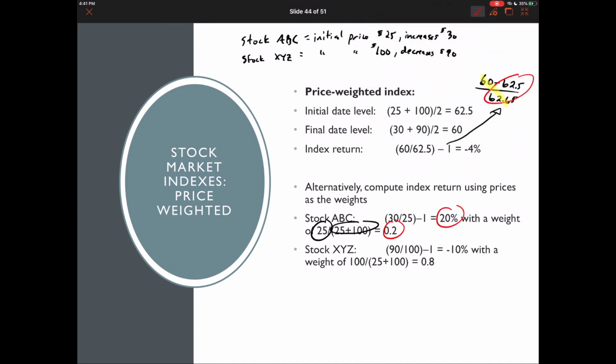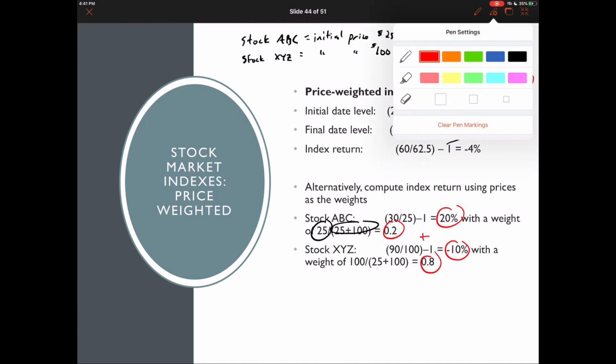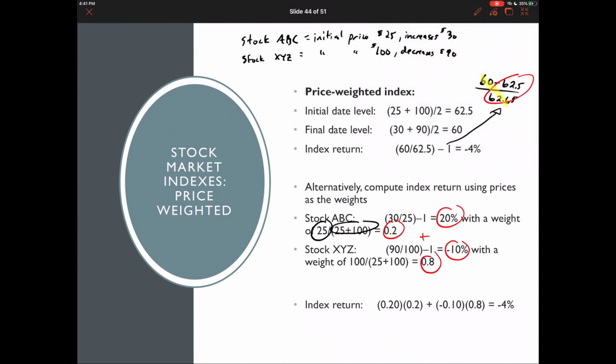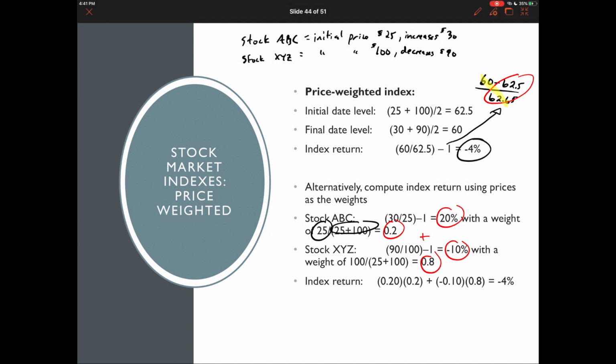And then what you would do is multiply return times weight plus return times weight to get this price weighted return. So we have 20% return times 20% weight plus negative 10% return times 80% weight, and we get the index return of negative 4%. And this is a price-weighted return. So it is based on the weighting of the different pricing of the different securities included.